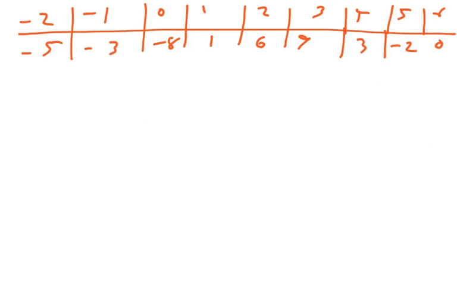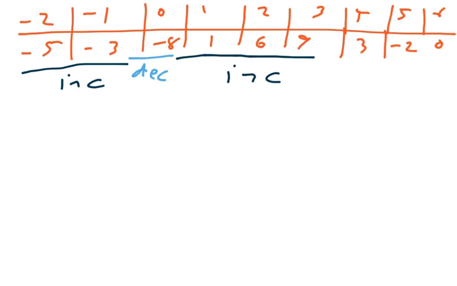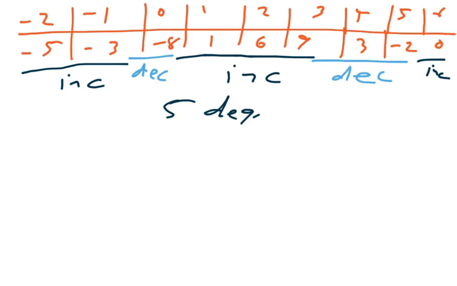Alright, so here we're increasing. Here we're decreasing. Let me use a different color. We use black for every time we increase. Increase, increase, increase. Decrease, till we get to the negative 2. And then we increase, which means we have a 5th degree.